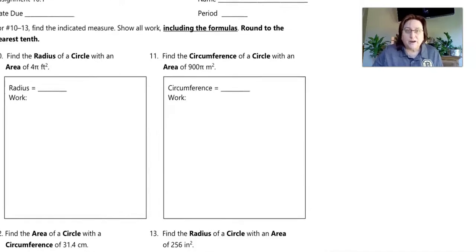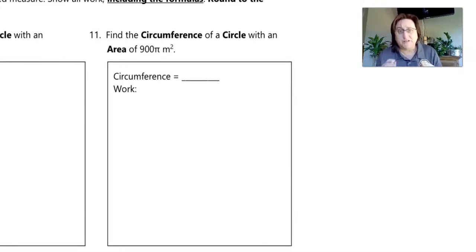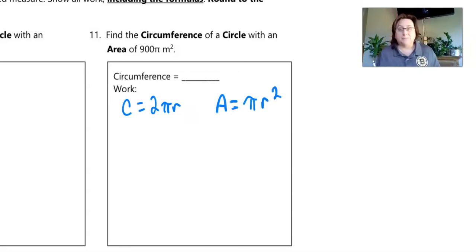So right here, if I zoom in on number 11, it says find the circumference of a circle with an area of 900 pi meters squared. So the very first thing it says, I'm looking for circumference. That's what I need to find. So circumference equals 2 pi r, right? Guys, I don't know the radius. What I do know is area. Well, let's write down the equation for area. Area equals pi r squared.